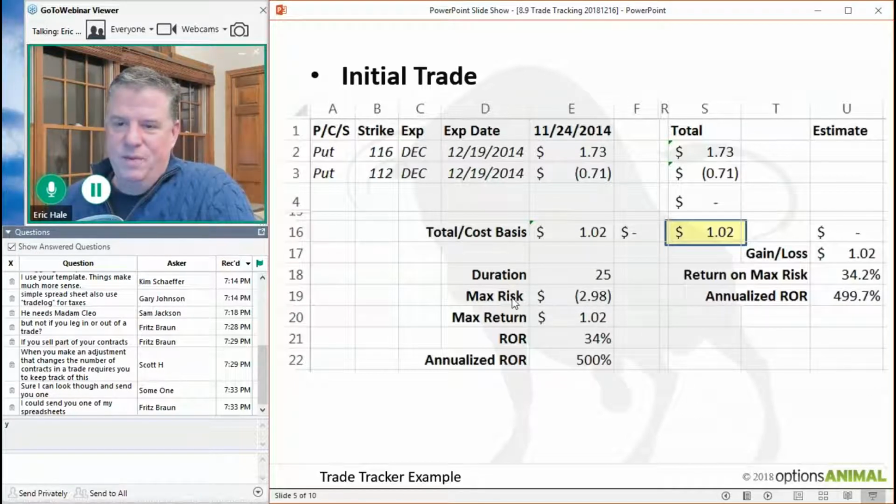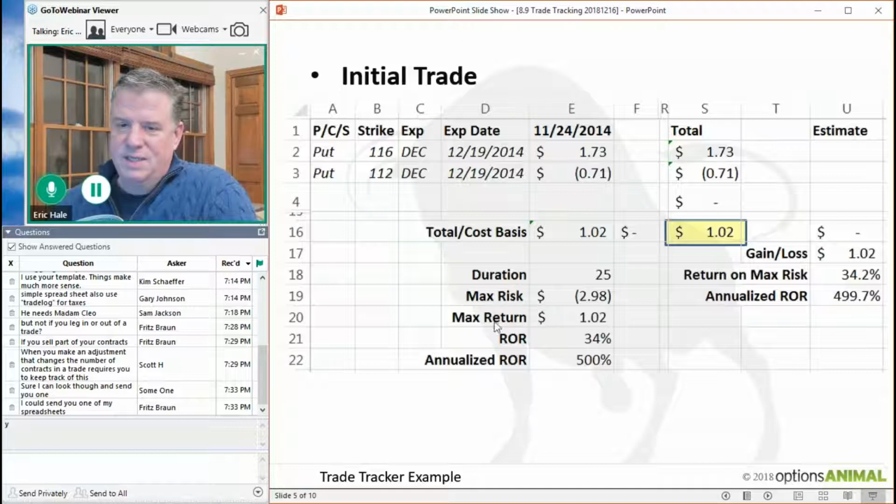And then here is the max risk, and this is what I talked about, the max risk in this trade. This happened to be a bull put. I know that because I received a credit for this 116 put, and I bought a 112 put, and the net credit was $1.02. It's a $4 wide spread, so the maximum risk is going to be the spread less the credit that I received. It's a risk, so it's expressed as being negative. My maximum return in this situation is the cost basis.